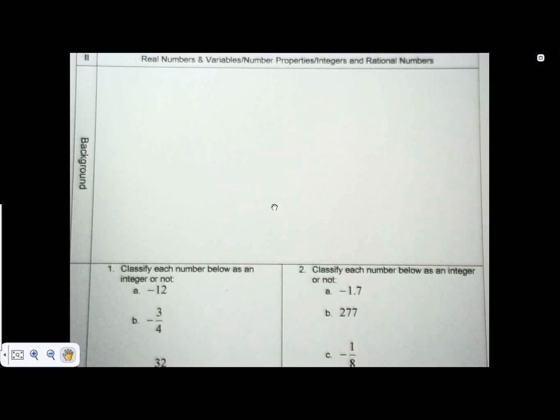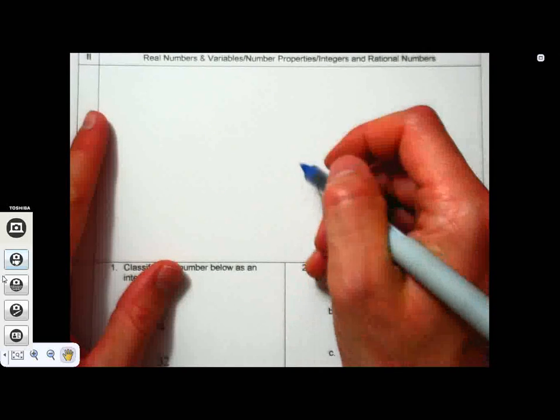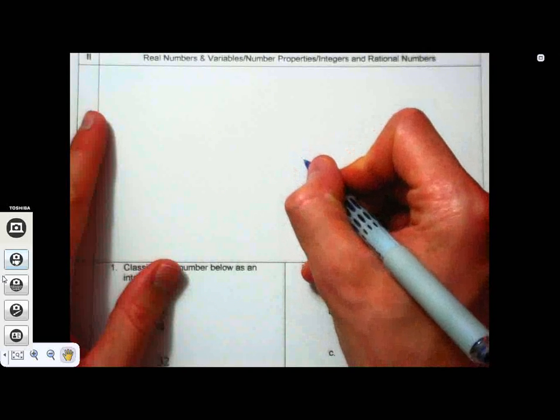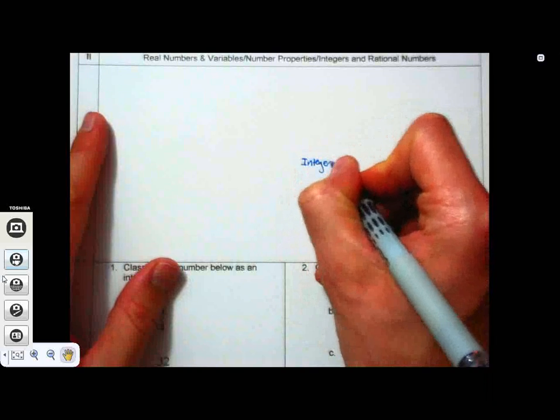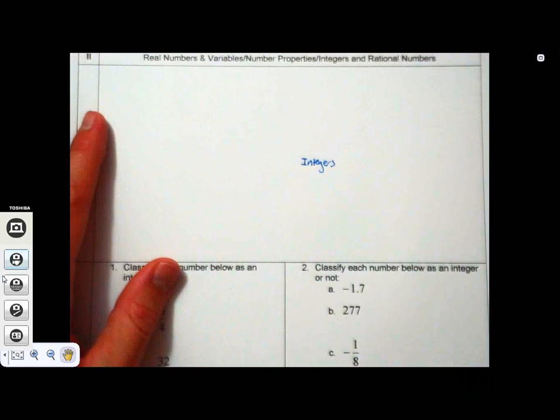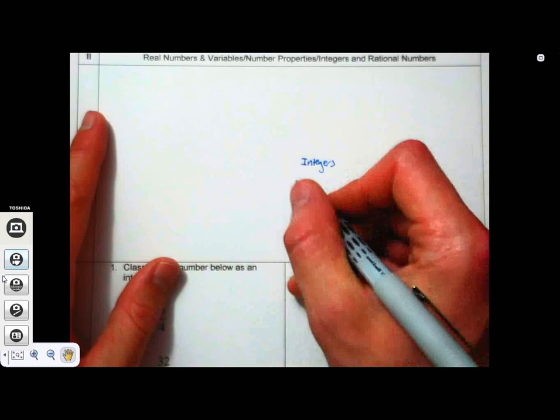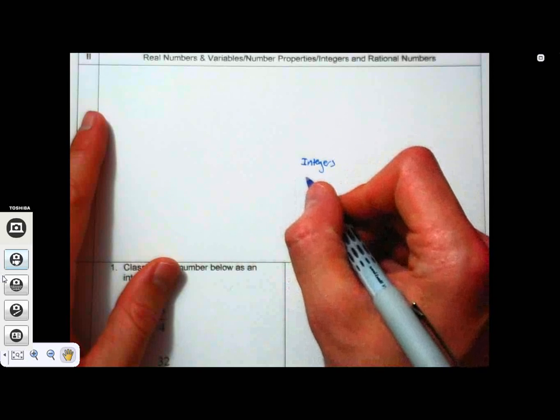Welcome. In this video, we'll be classifying numbers. There are a number of different number sets. The ones that we're going to be concerned with in this course are the integers. If you've seen my other videos on adding, subtracting, multiplying, or dividing integers, you already know what this means. Integers are just positive and negative whole numbers.